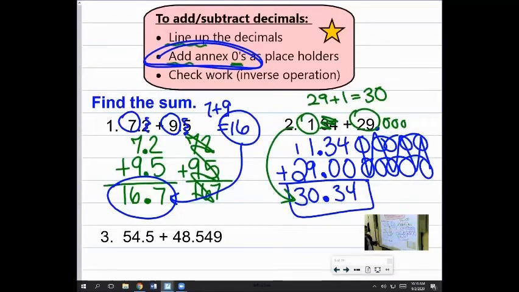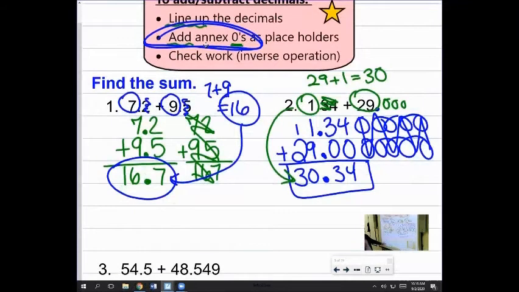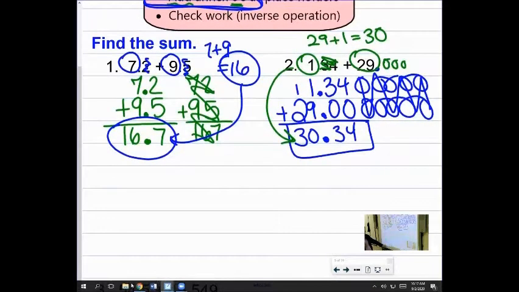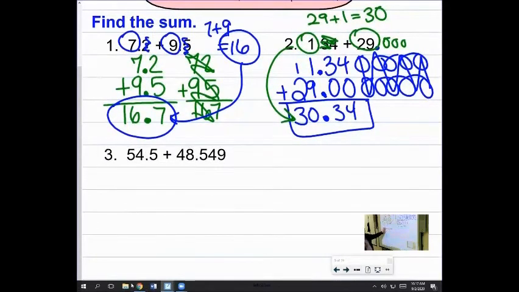Okay, last but not least, I have one more example here. Go ahead and push this down because I know for some reason, it's because I'm recording, so it's a little different. We're going to do the same thing. We're going to line up the decimals. So right here and right here, again, doesn't matter. Say, I'm going to switch it up. I'm going to put this one on top now. 48 and 549 thousandths.